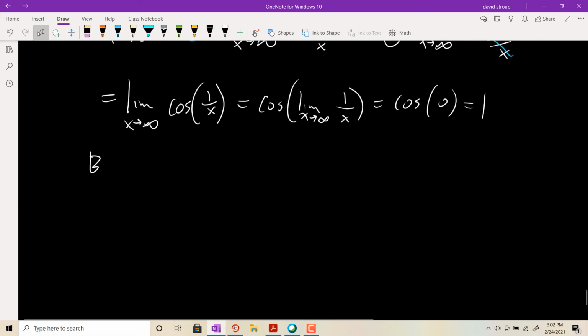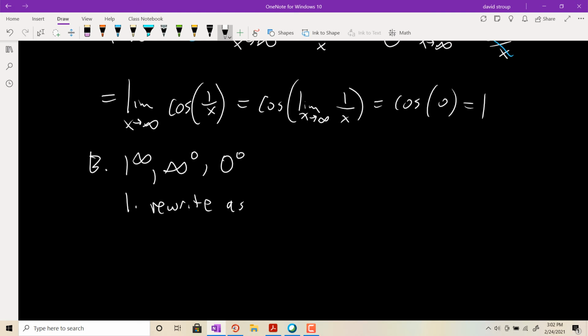The next kind are kind of these weird exponentiated versions. So 1 to the infinity, infinity to the 0, 0 to the 0. So the way you do these is to rewrite your function as an exponential. The book does it a little differently than I do, and you could do it the book way if you want, but I think my way is just as good.